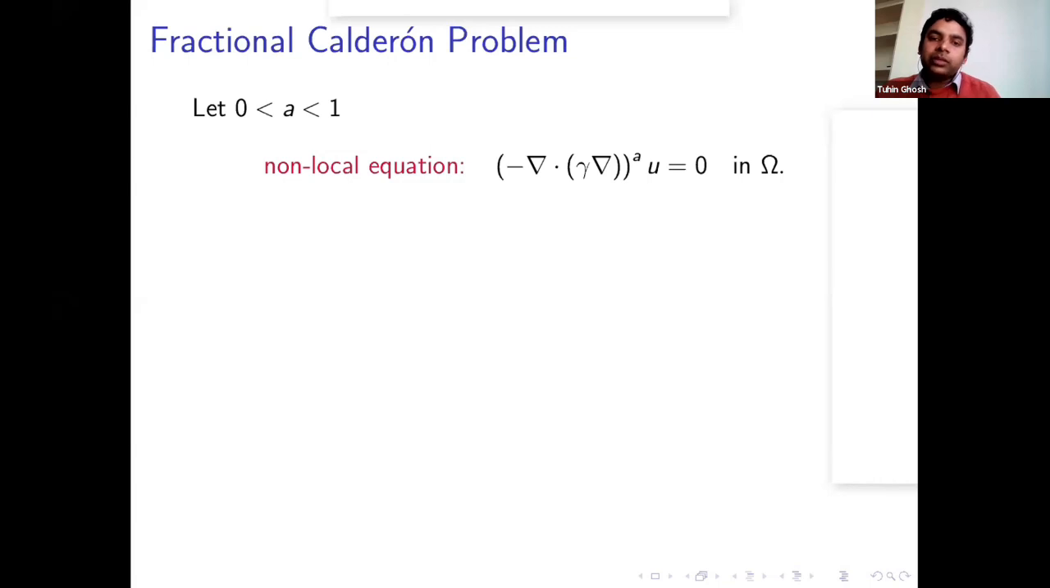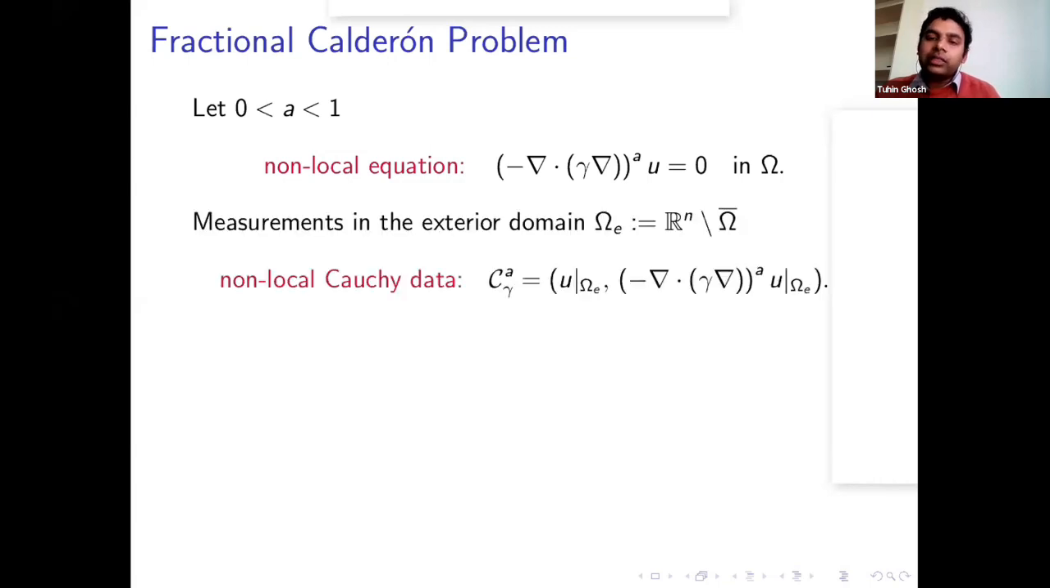For example, here it's omega, and then leaving the domain, whatever is left is the exterior domain, and there you try to do all sorts of measurements, and then you figure out what gamma is inside. So that's the essential idea, generalizing the analogous Calderon problem for the non-local equations, the fractional Calderon problem.